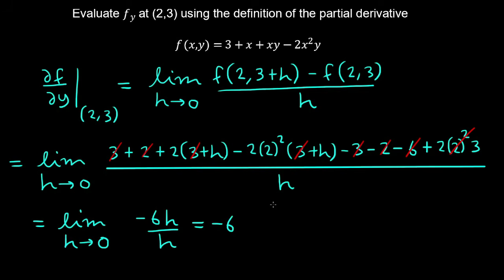And you can verify this by taking the partial derivative of the function with respect to y. So these two terms drop out, and we get x minus 2x squared. And evaluating this at the point with coordinates 2 and 3, we get 2 minus 2 by 4, which gives negative 6.